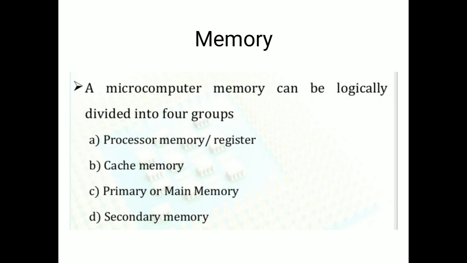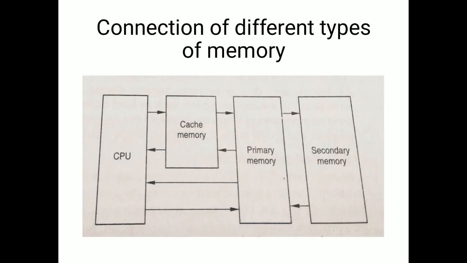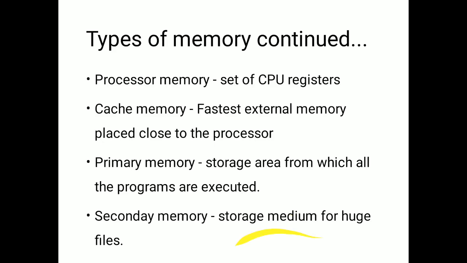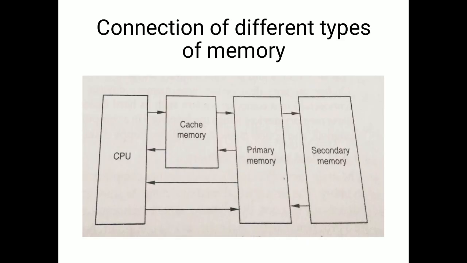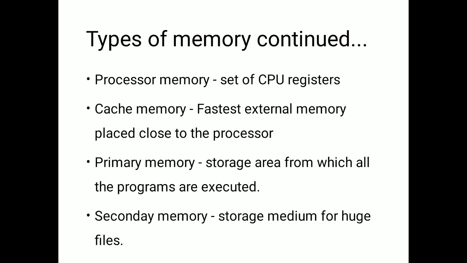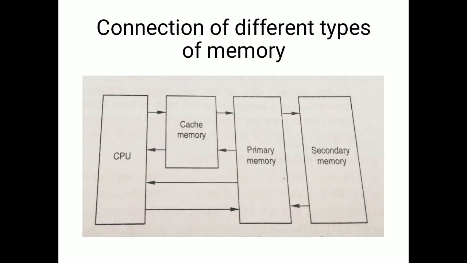To match the speed of the CPU, a very fast semiconductor memory called cache memory is directly connected to the CPU. It stores currently needed instructions and data of a program being executed. Its access time is about 10 nanoseconds. It uses static RAMs.